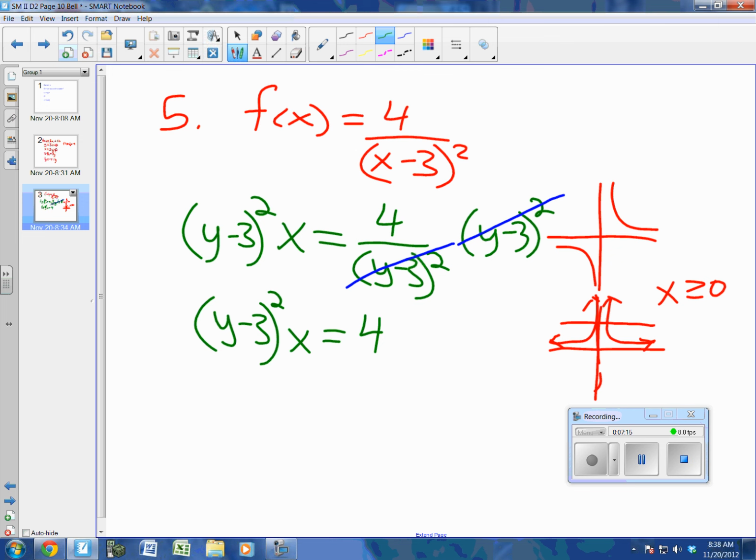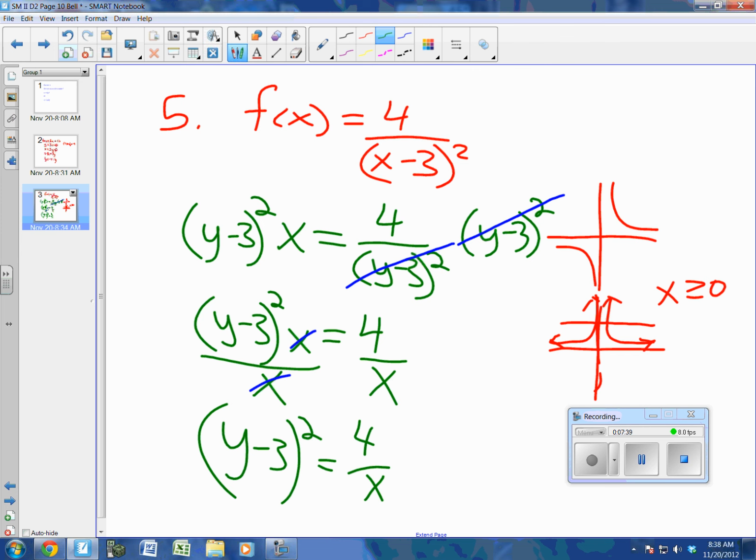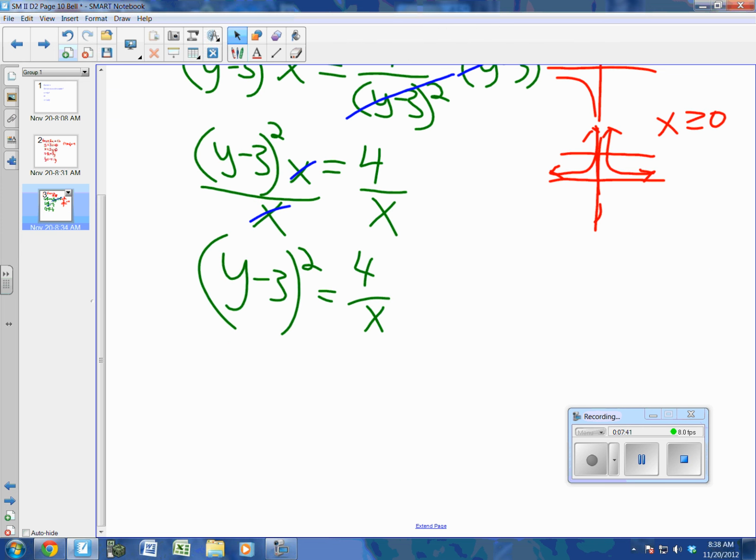Okay, now I got to get y by itself. Divide by x. Why divide by x? Well, if I divide by x, these x's cancel out right here, right? And I've gotten a little bit closer to getting y by itself. So I've got y minus 3 squared equals 4 over x. Okay? Any questions so far?